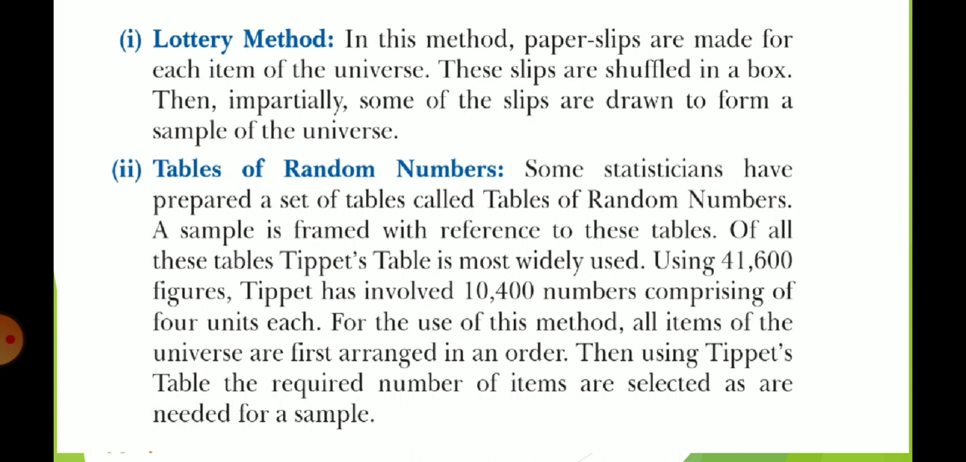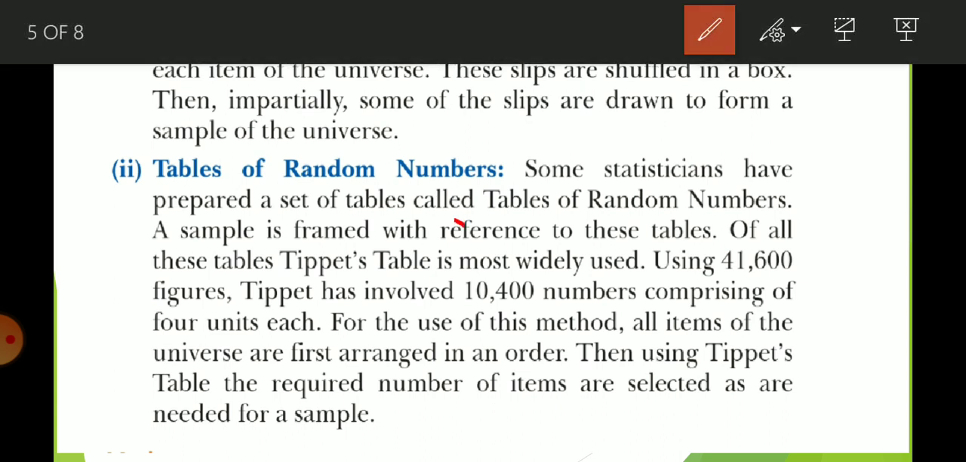Okay, now next is tables of random numbers. Some statisticians have prepared a set of tables called tables of random numbers. A sample is framed with reference to these tables. Of all these tables, the most used is the Tippett table.